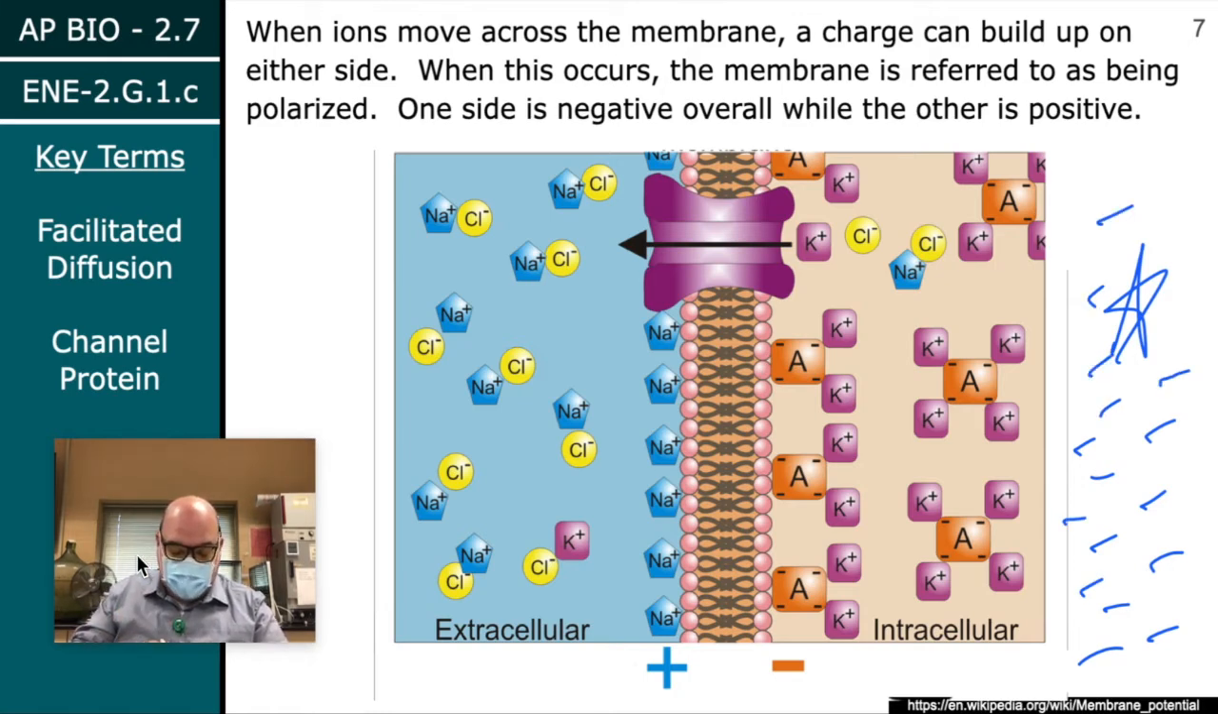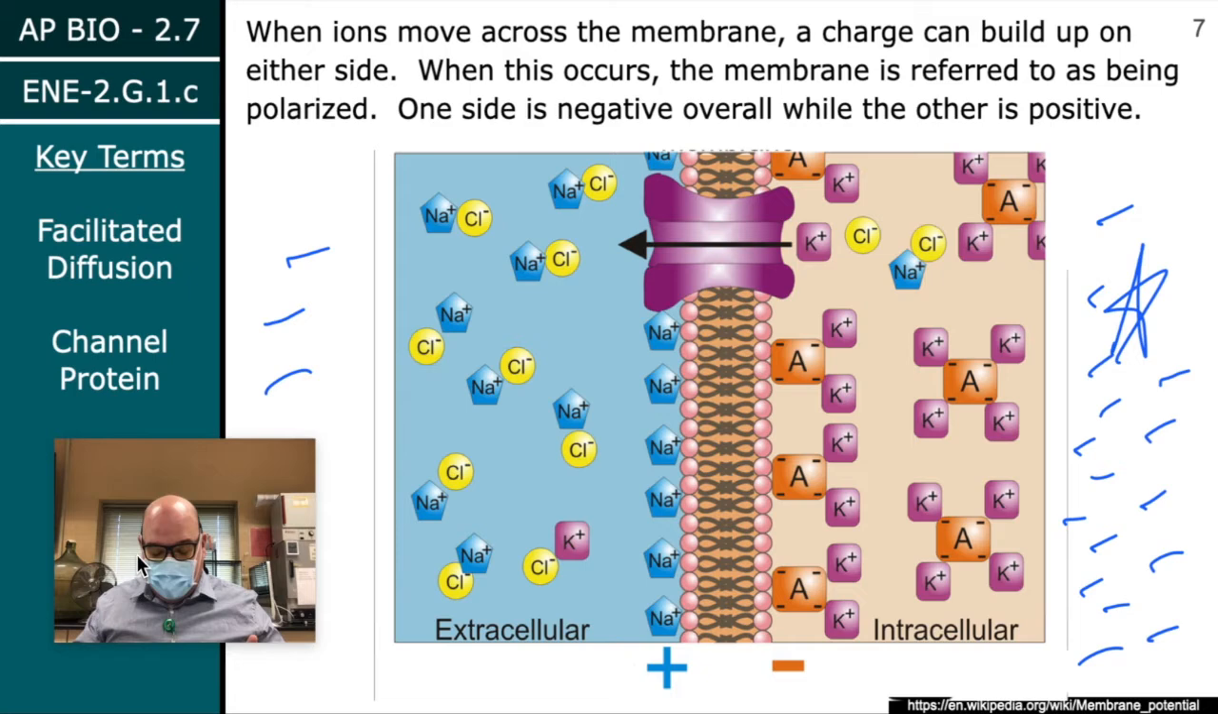Or you could have fewer negatives on that side. It will still set up a charge because there's more negatives on this side than there are on that side. So a charge difference is what we're looking for right here, okay? So when that happens, the cell is polarized, which just means one side's different than the other.